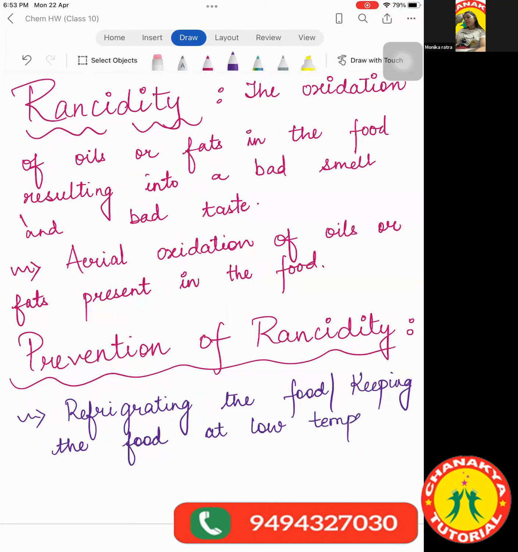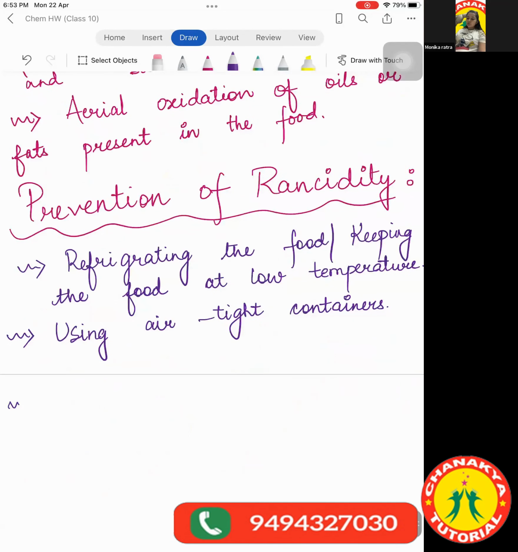Tell me more. If at all there is any chips packet which is left, what do you do with that chips packet? Airtight it and seal it. Yes. So using airtight containers. Apart from that, we can also do vacuum packing. If we do the vacuum packing, then all the air is taken out and hence the food stays protected.